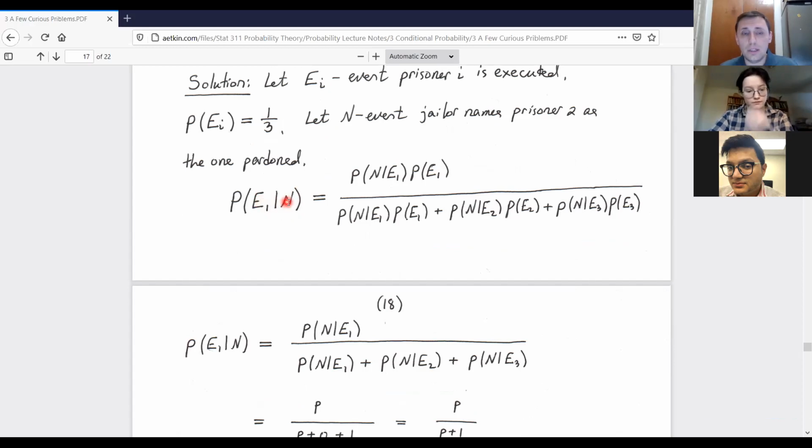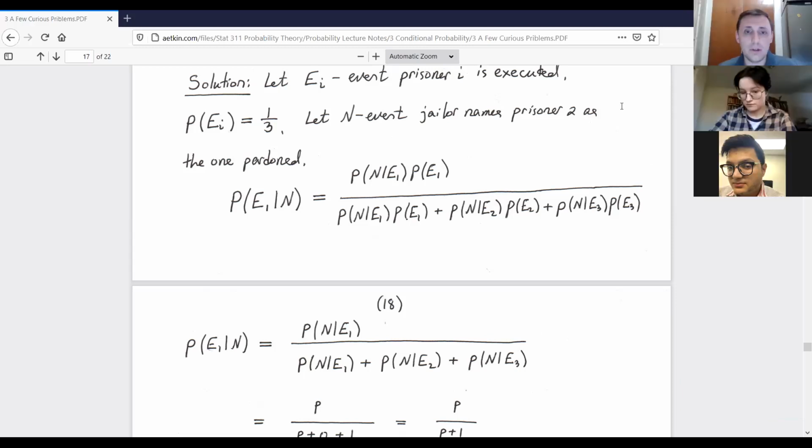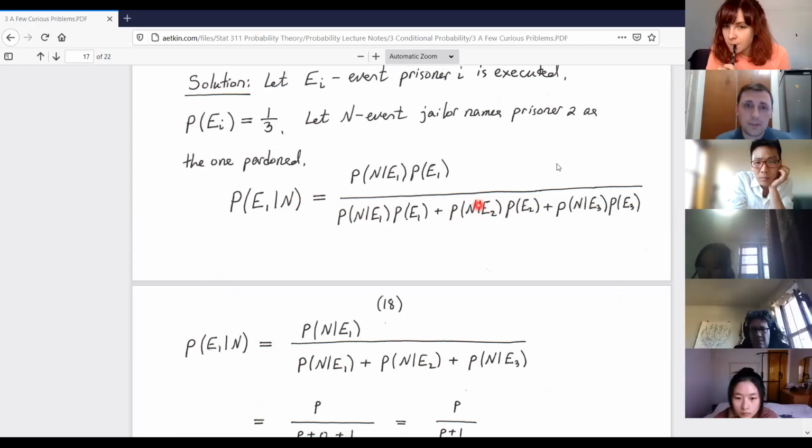So probability of E1 given n, I just recondition. It's probability of n given E1 times probability of E1. That means if the jailer knows that prisoner 1 is going to be executed, what's the probability that person number 2 is named as the one that will be released? You understand? So then on the denominator, I just write what's the probability that person number 2 is named. It's number 2 named given person 1 is executed, number 2 named given that number 2 is executed, number 2 named given that person 3 is executed. Clearly, the middle section is 0. Do you agree? If it's person number 2 who is executed, it cannot be the one to be let go. Yes?